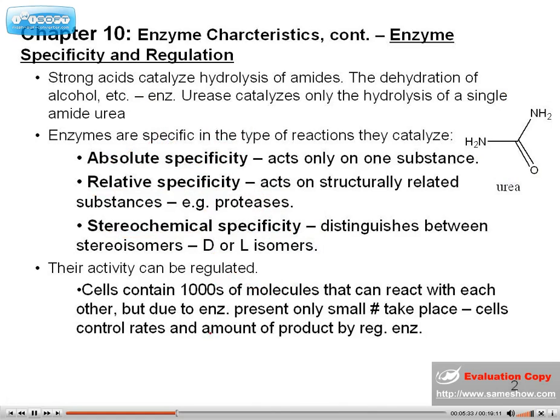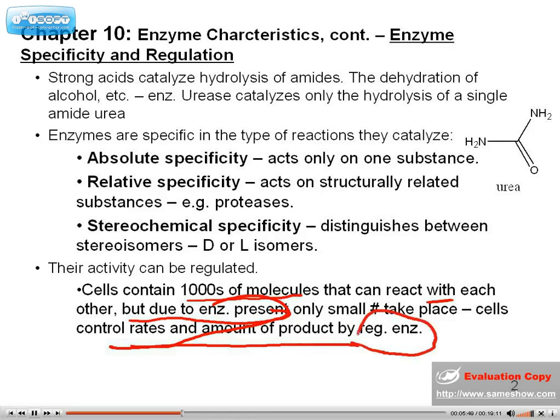As a point of reference, cells contain thousands of molecules that can react with each other, but due to enzymes being present, they actually steer and control the rates and amount of product. Therefore, the enzymes are used to regulate the desired biochemical products.